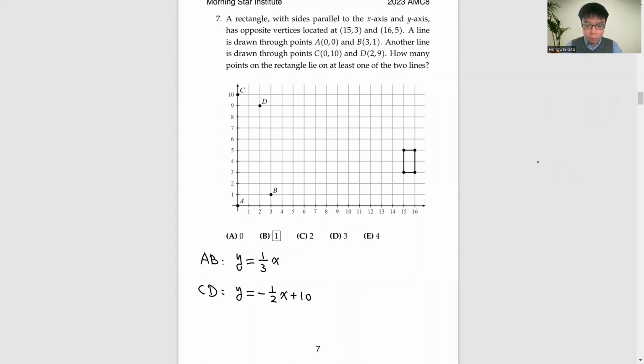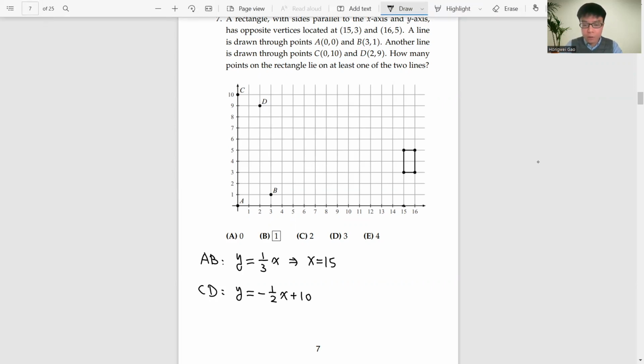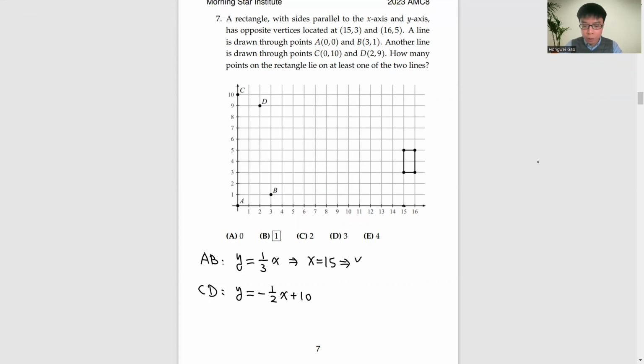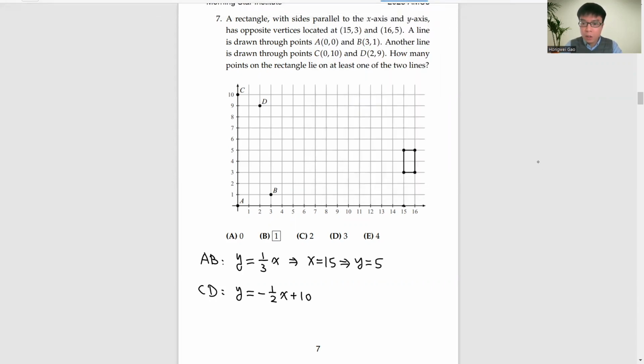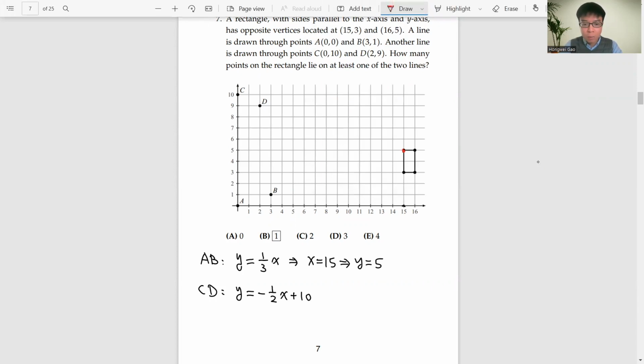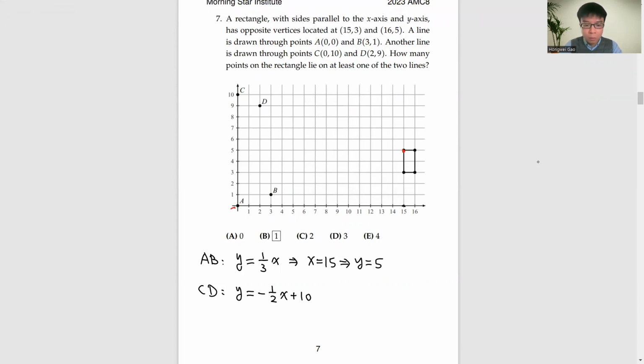For AB, if x equals 15, because for the left vertical line, the coordinate for x is 15. So let's see, x equals 15. We got y equals 1/3 of x, that is 5. So line AB intersects this corner, which has coordinate 15 and 5. It's one point of this rectangle.